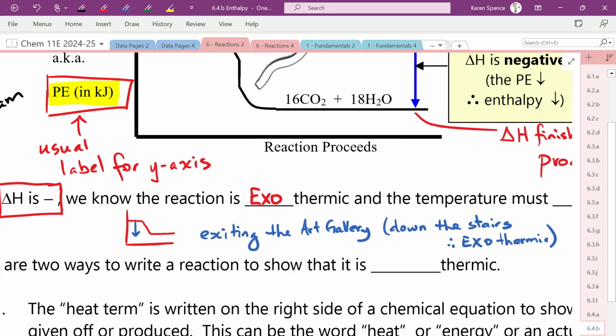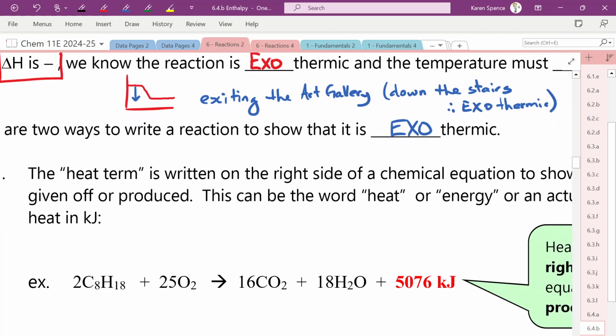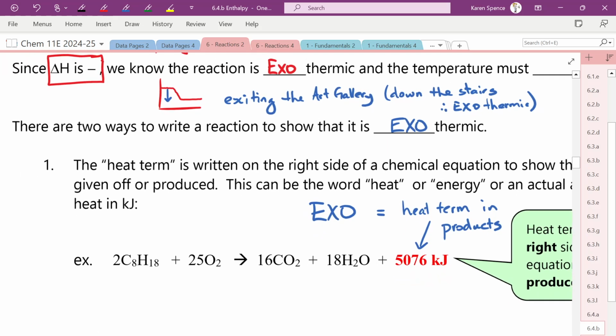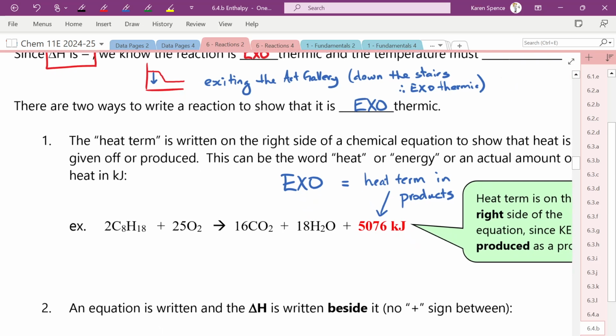There are two ways to write a reaction to show that it is exothermic. And we've already done the first one, where we put the heat term in the products. So the heat has been produced. We have released kinetic energy.